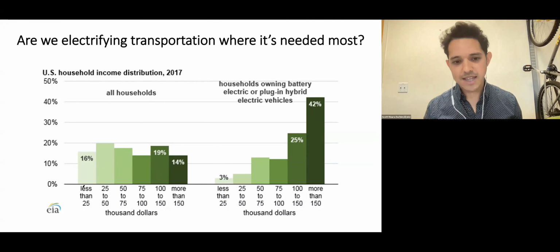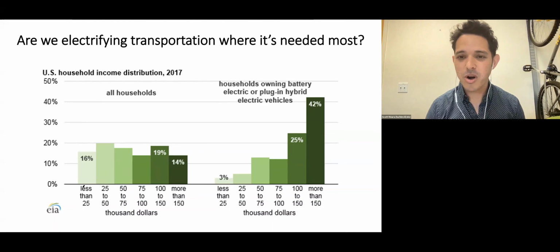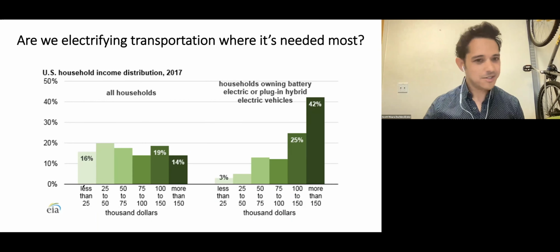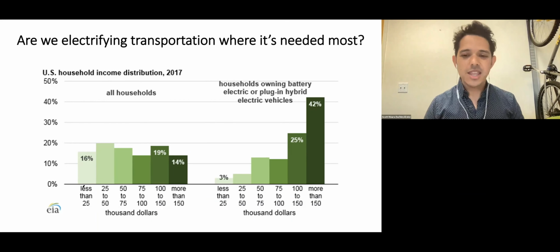On the right is the distribution when you only look at the subset of households that own a plug-in electric vehicle. Now, what you clearly see is the people that own plug-in electric vehicles are people who are high income, highly educated, generally white. And this actually is generally not the population that benefits most from reducing emissions when it comes to health impacts. And part of the reason for this is what's happening here on the next slide.